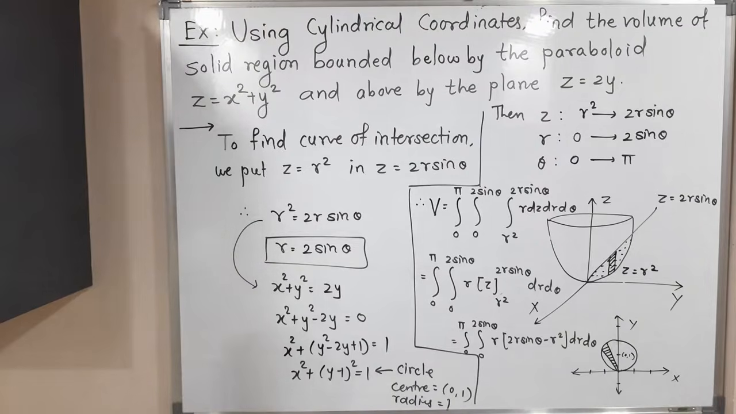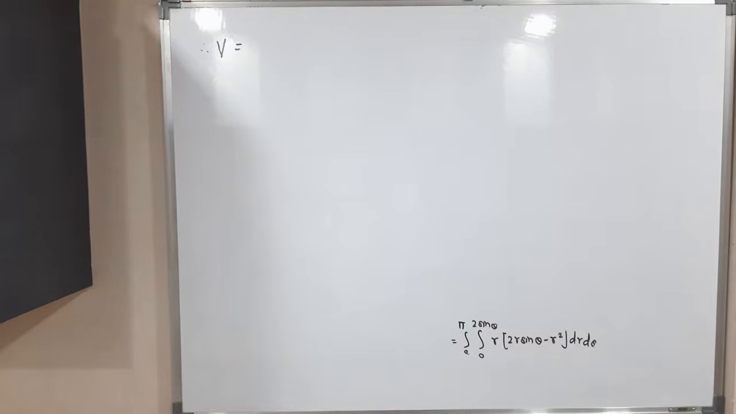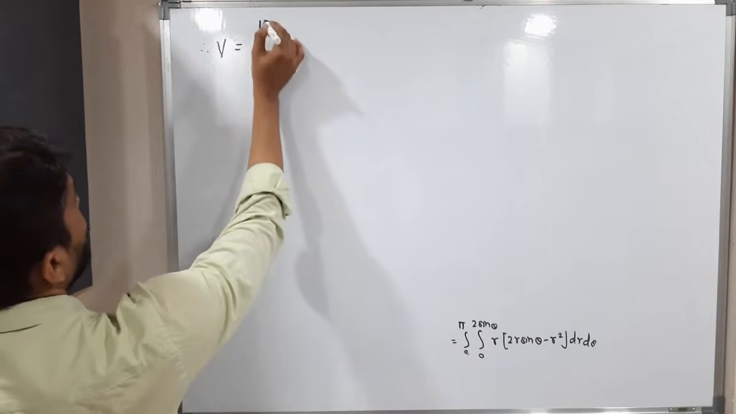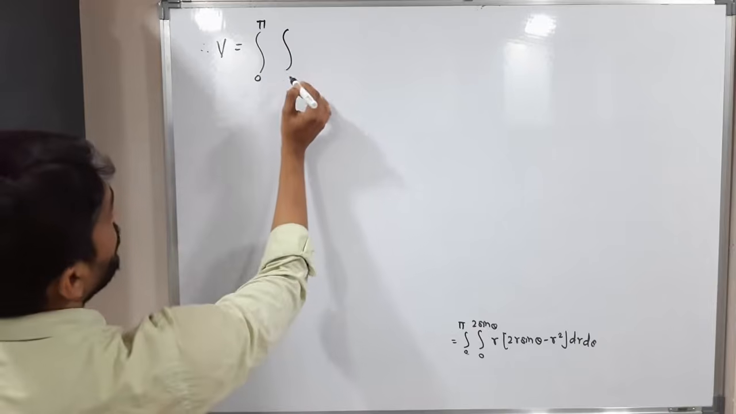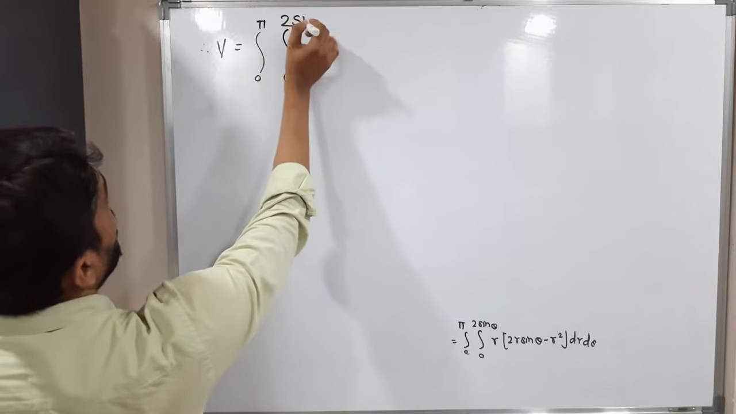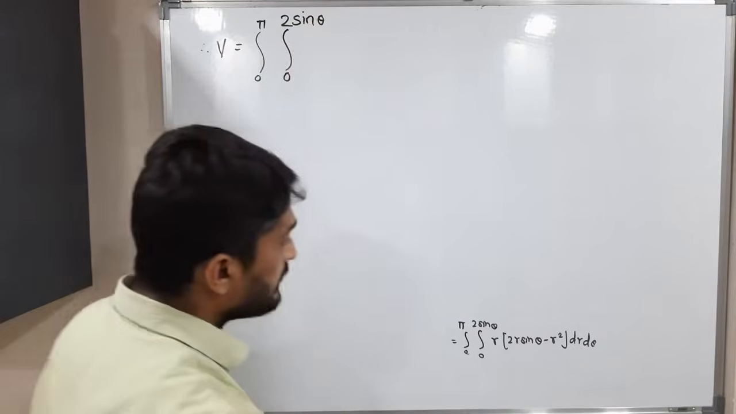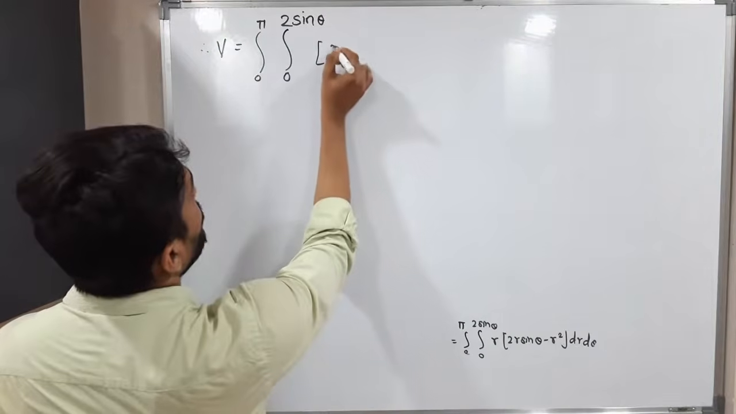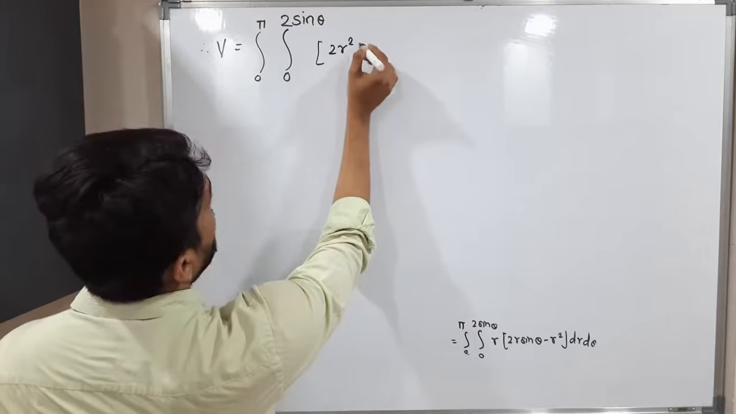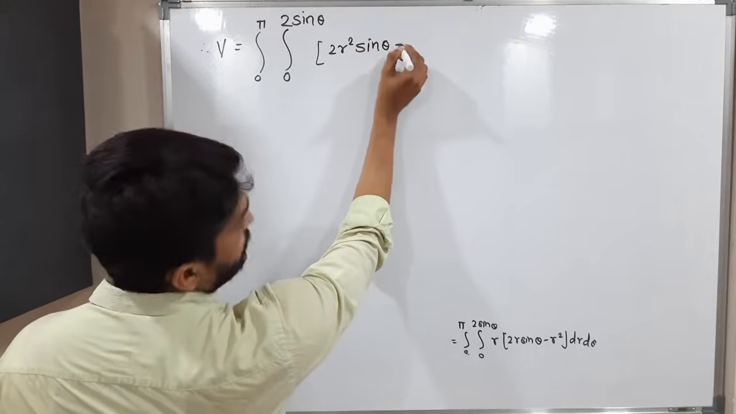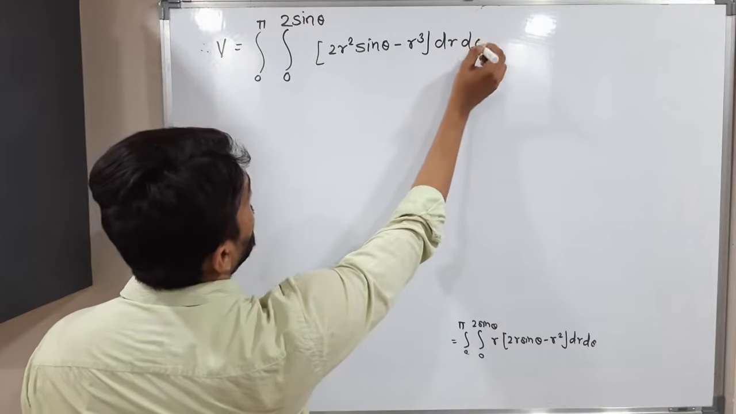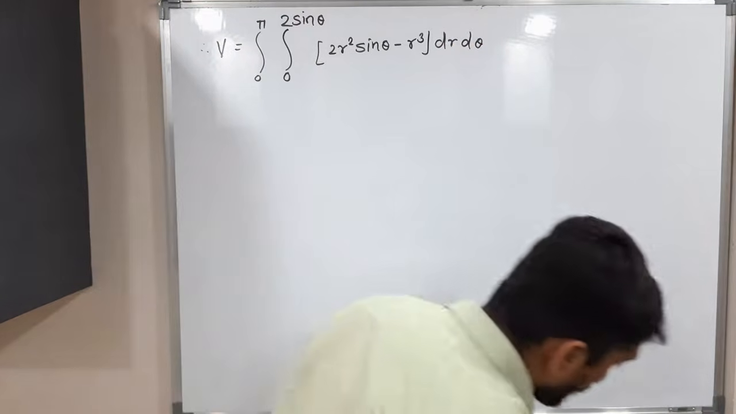Make a screenshot of it, then we will go further. See, let us go further. We will write V is equal to integration 0 to pi, second integration 0 to 2 sine theta. What will we do? We will solve the bracket. We will multiply each term by r. So we'll have 2r square sine theta, next minus r cube, dr d theta. Let me remove this one. It is not required now.